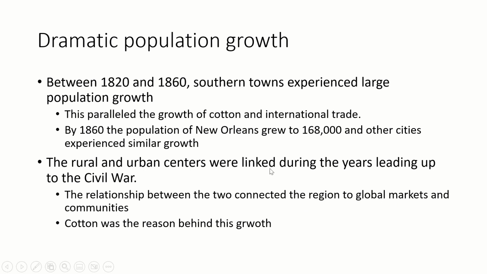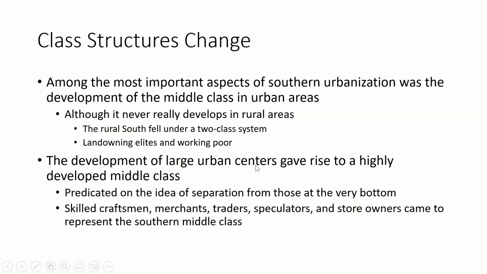Now, for quiz purposes, you need to understand that among the more important aspects of Southern urbanization was the development of a middle class in these urban cities that had never fully developed in more rural areas. In a very general sense, the rural South fell under a two-class system in which the landowning elite controlled the politics and most of the capital, and the working poor survived on subsistence farming or basic unskilled labor funded by the elite. The development of large urban centers founded on trade and flush with transient populations of sailors, merchants, and travelers gave rise to a large, highly developed middle class in the South.